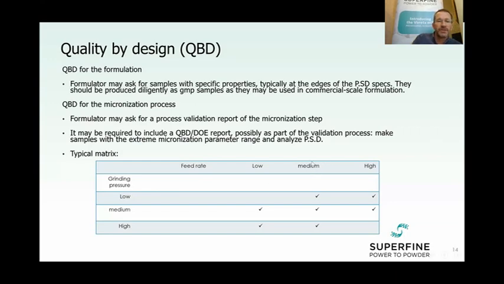Then for the medium feed rate, I would check high, low, and medium grinding pressures. For the medium grinding pressure, I would check low, medium, and high feed rate. When I say low and high, it is more or less to validate the edges of the specs, okay? And then I would also check the extreme conditions: the low feed rate and high pressure, which gives the smaller particles, and the high feed rate and low pressure, which gives the largest particles. And if you build this matrix correctly and you get reasonable results, then you have a very good validation report.